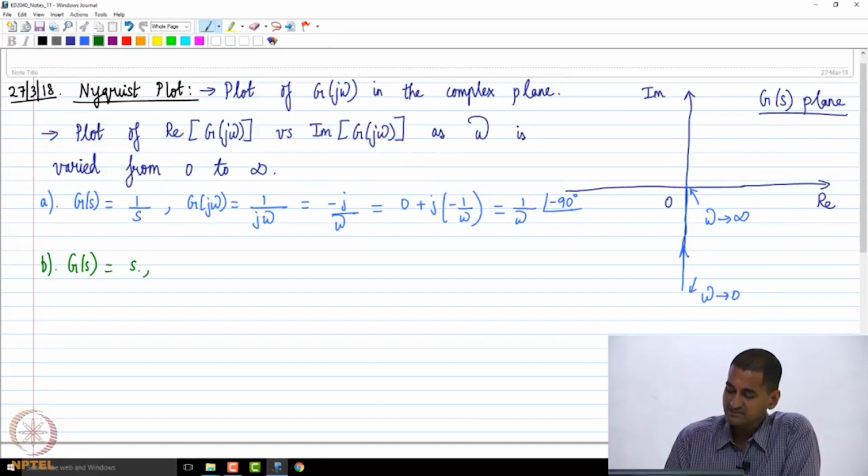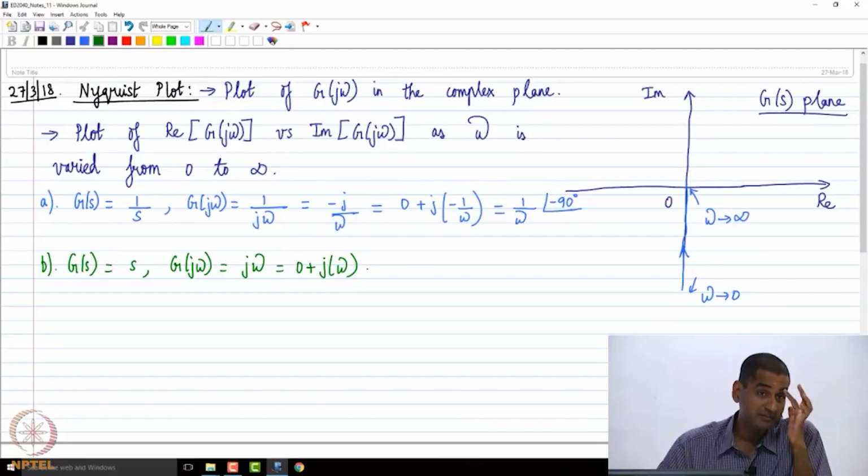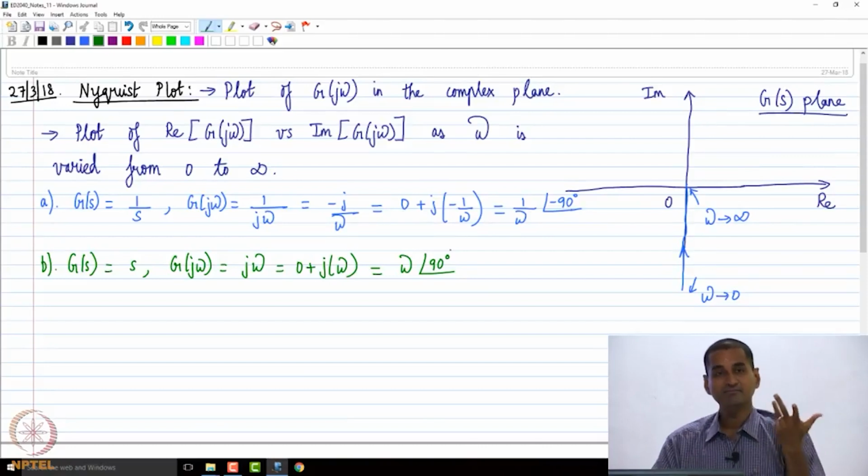So now let's plot it for the derivative factor. G of s is s. So then G of j omega becomes j times omega. So this I can rewrite as, once again, 0 plus j times omega. So 0 is the real part, j omega is the imaginary part, right? So in terms of magnitude and phase, what will happen? I can rewrite this as omega at an angle of plus 90 degrees, right? So that's what is going to happen.